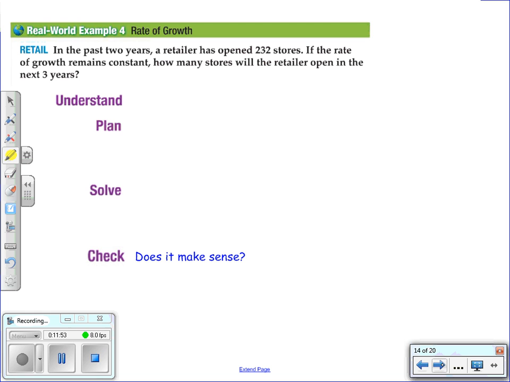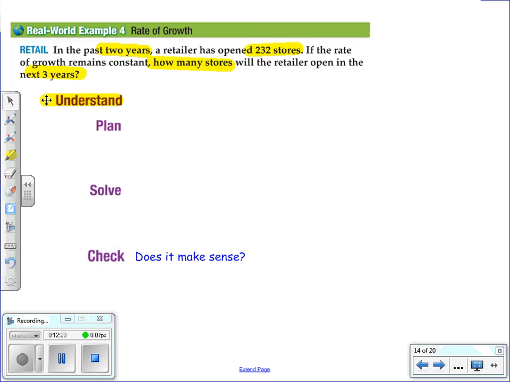Let's try a real-world problem. In the past 2 years, a retailer has opened 232 stores. If the rate of growth remains constant, how many stores will the retailer have open in the next 3 years? So what do we know? So that's what we want to check first. What do we understand? We know that in 2 years, he opened 232 stores. We have to find out how many stores he will have open in 3 years.